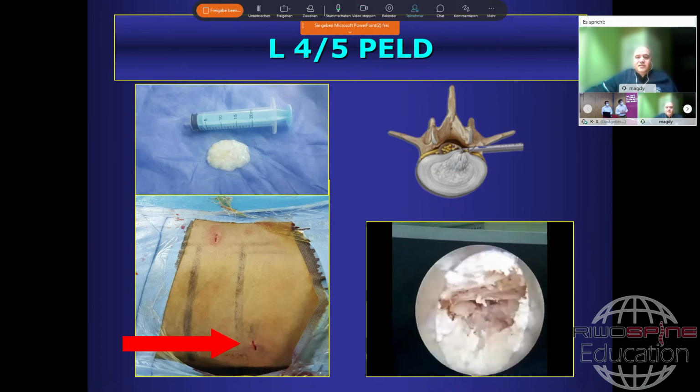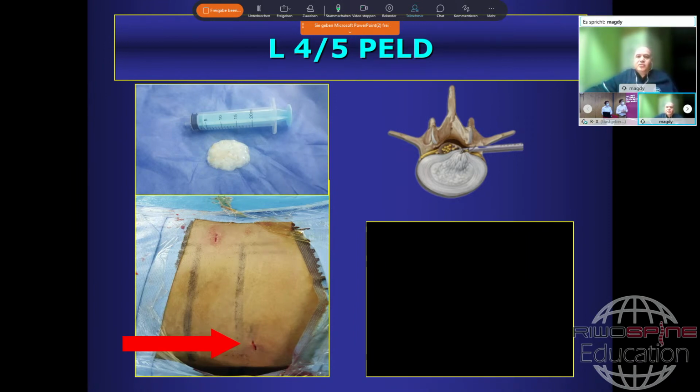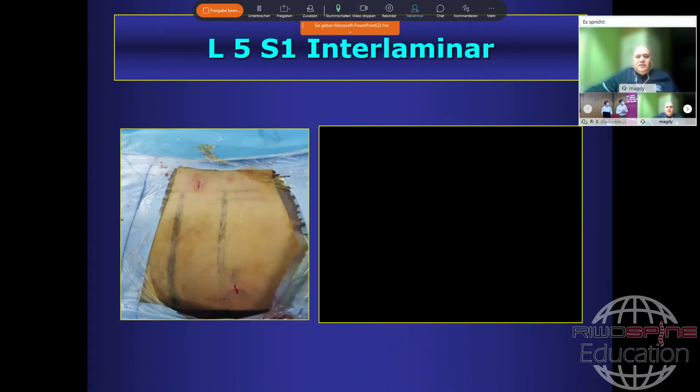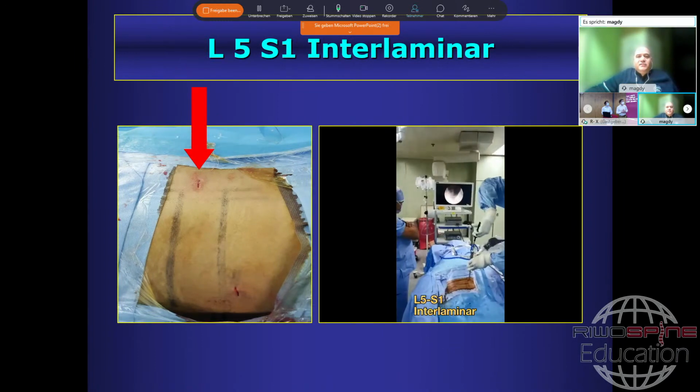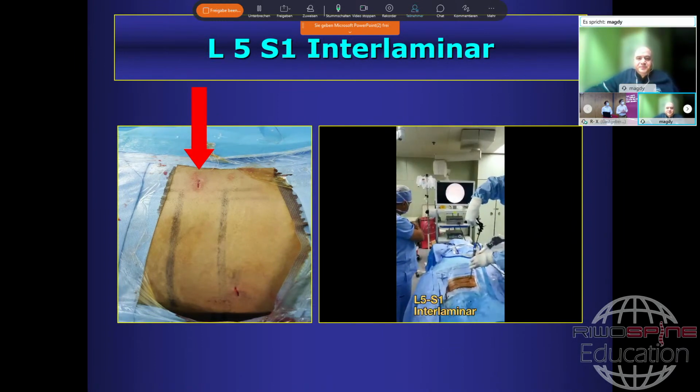And this is after finishing the removal of the fragment, and this is what I have been talking about. I like to see the pulsations of the root and the dura, and then for the L5S1, I have chosen the interlaminar.